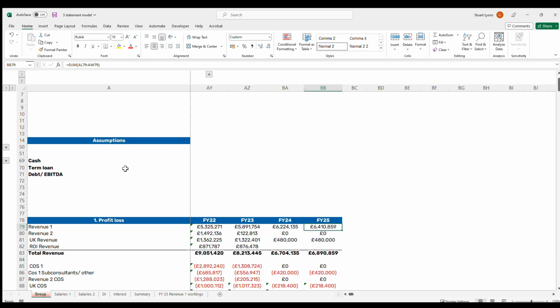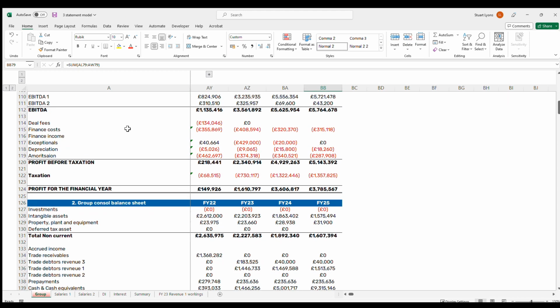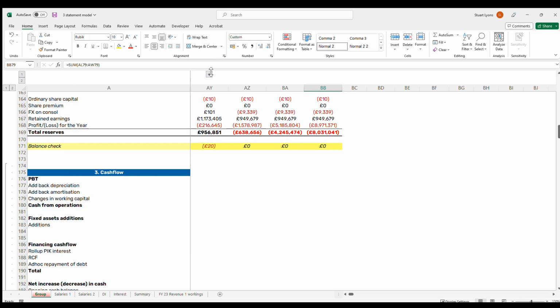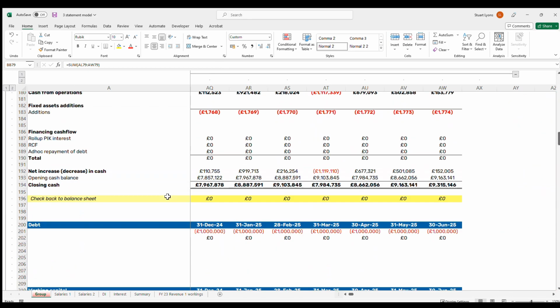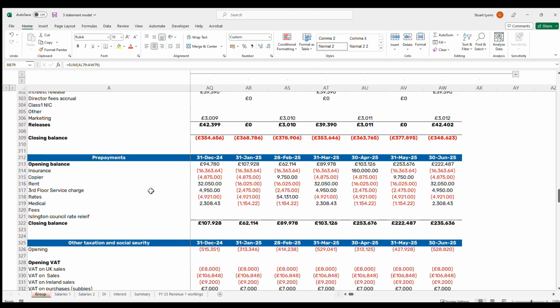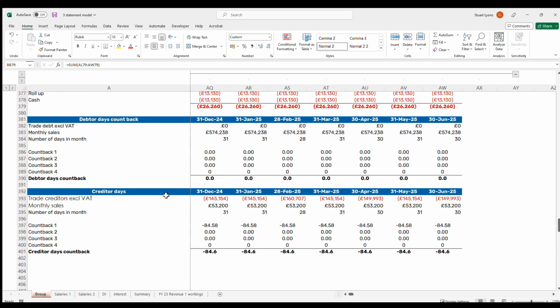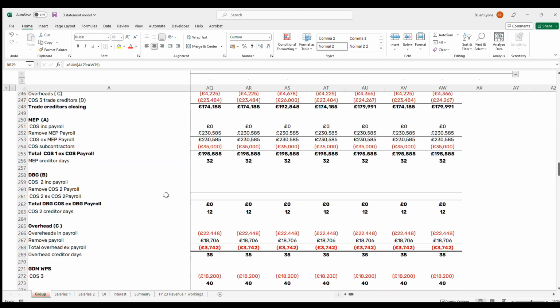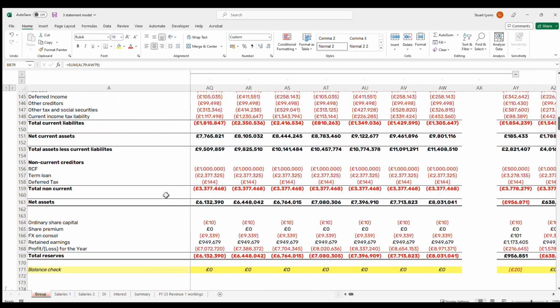So closing that down, we've got the 3 statements: profit and loss, group balance sheet, and cash flow. And you can see underneath it, we've got a load of other stuff. Well, what the hell is this? These are your working schedules. We'll come onto them later. Don't be too daunted by them. They all work pretty much the same, but they are what drive your cash flow.